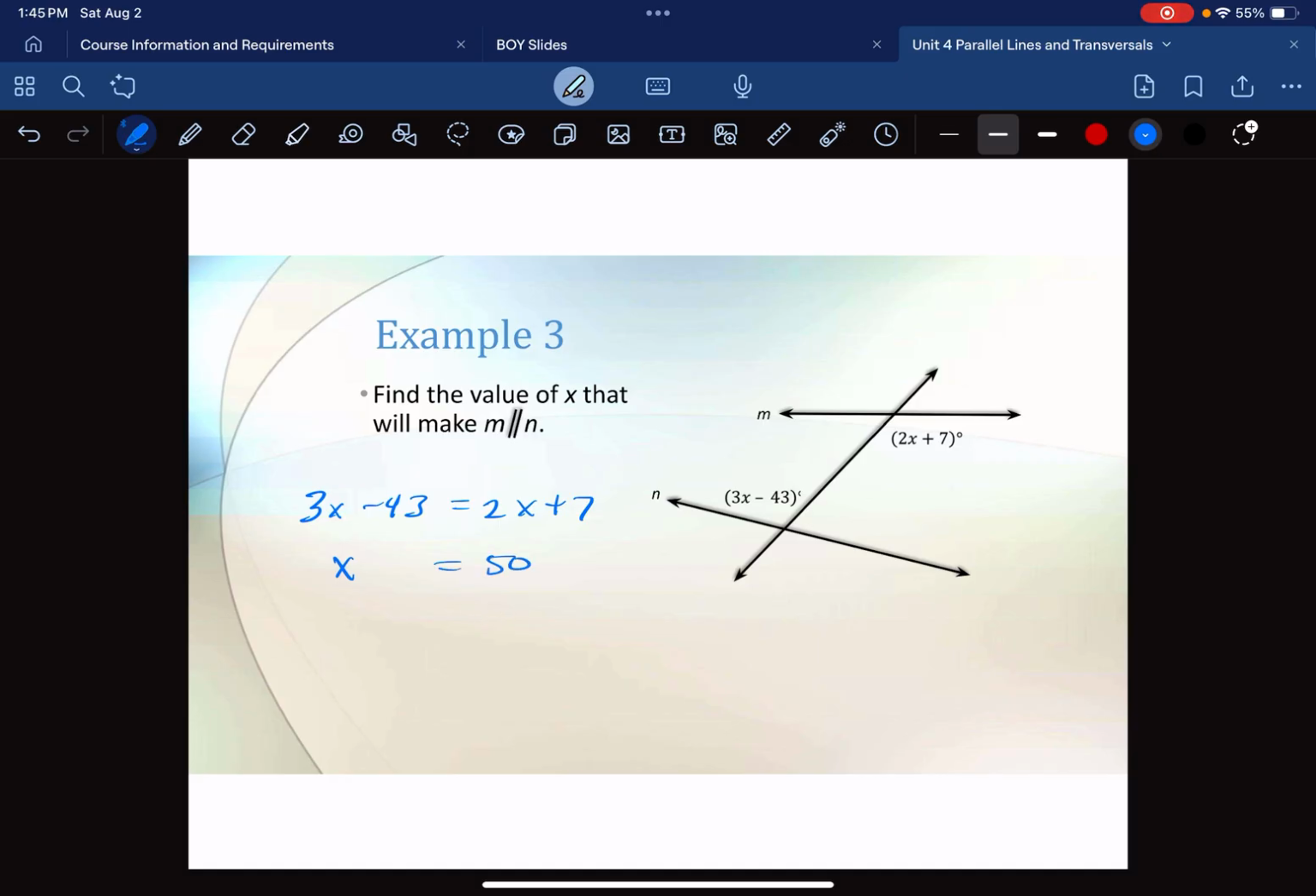And so what's the value of x? 50 is the value of x. I could figure out the angles too. 2 times 50 is 100 plus 7. If these are each 107, so 3 times 50 is 150 minus 43 is 107. Yeah, so if they're each 107, then M's going to be parallel to N.